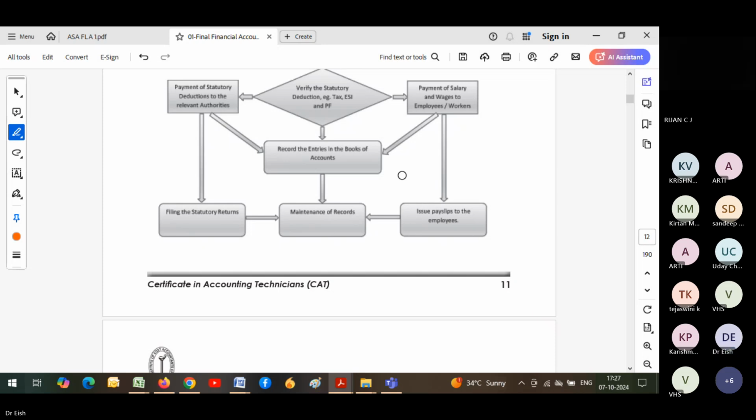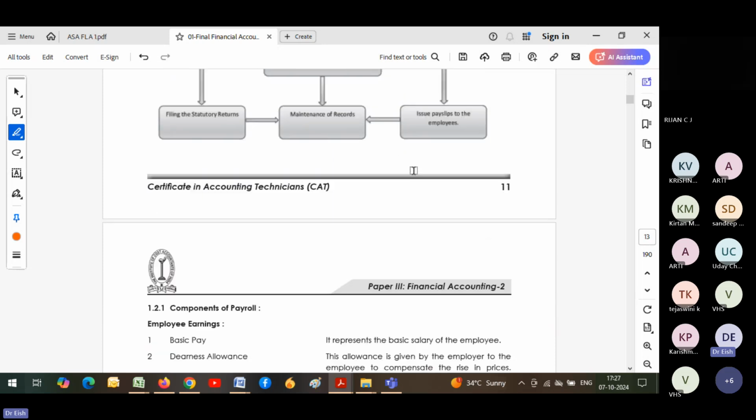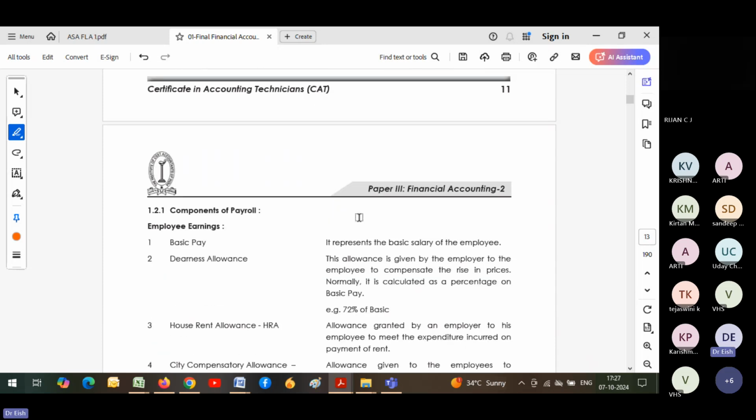Okay. चलिए हमारा टाइम खत्म हो रहा है 4:30 5:30. अब हम कल पढ़ेंगे कंपोनेंट्स ऑफ पेरोल. एनी क्वेश्चंस इन बिटवीन?